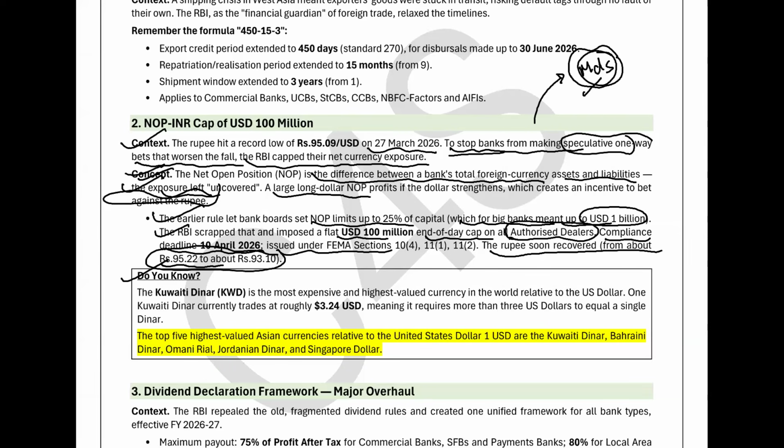The Kuwaiti dinar, that is KWD, is the most expensive and the highest value currency in the world relative to the US dollar. One Kuwaiti dinar currently trades at roughly $3.24 USD, meaning it requires more than $3 to equal a single dinar, right? The top 5 highest valued Asian currencies relative to the United States dollar: one is the Kuwaiti dinar.